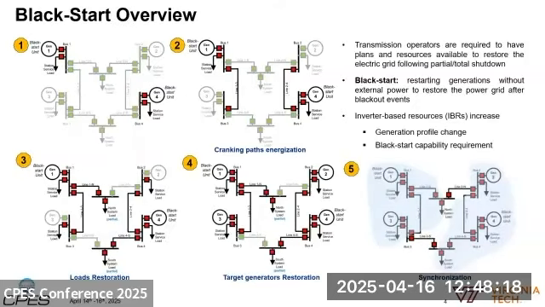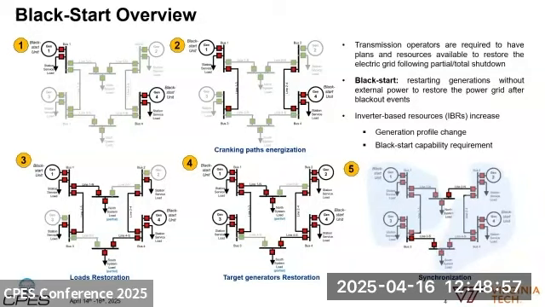So blackouts in power systems, although they do not often occur, can have serious consequences impacting critical infrastructure, public health, and economic activities. So our transmission operators are required to have plans and resources available to restore the grid following a partial or total shutdown. The definition of black start is given here. It means restarting generation without any external power, and we need to restore the power grid after blackout events.